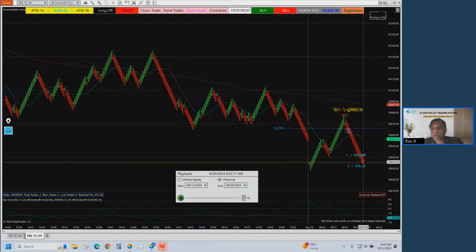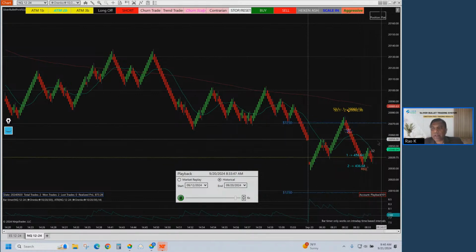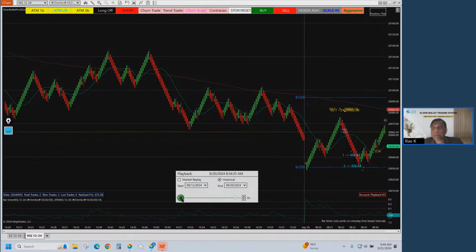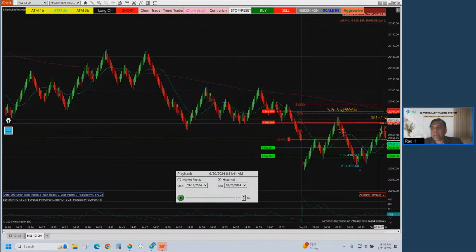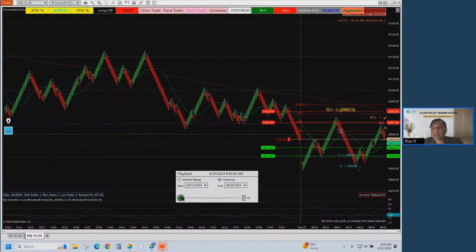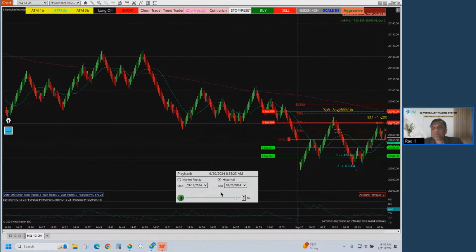Again, when the price goes above the green line and starts to come back down, I'll get a trade. So one more trade I got. Price went above the green line and started to come down, and I got a trade here. I'm going to increase the speed.